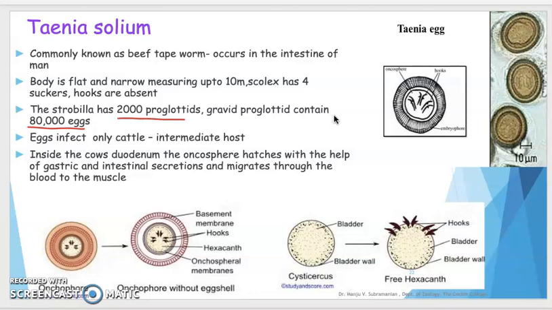We will discuss in detail the life cycle of Taenia solium in the coming video lecture, and we will just start from this slide. That's all in this video lecture.